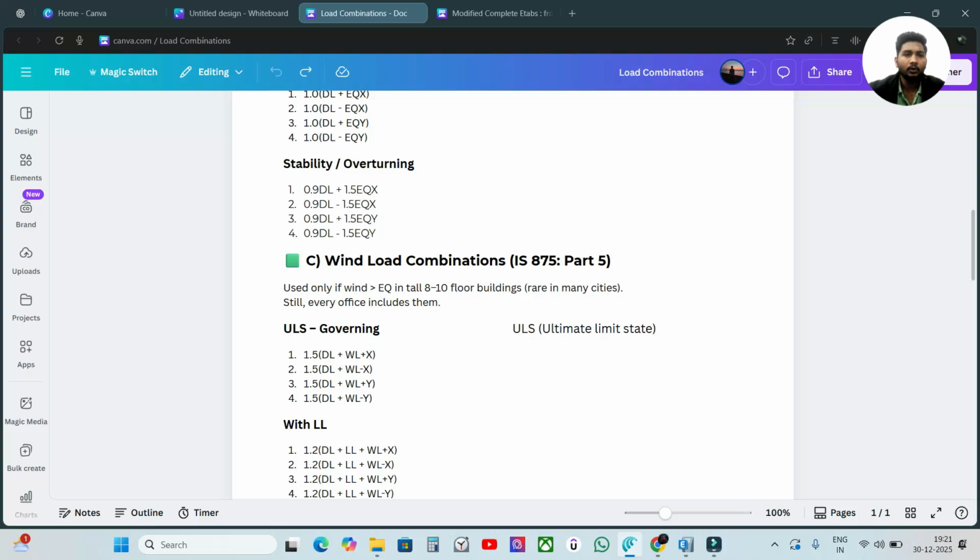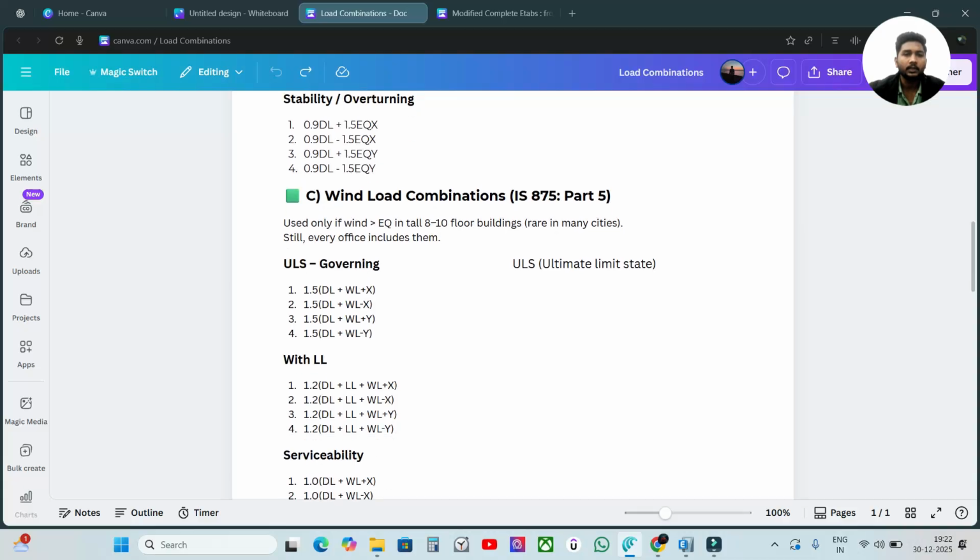Same for the stability overturning. We underestimate the dead load and take its value as lower. Normally we take the value as 1 dead load, but here we have taken the value as 0.9 dead load, and we have chosen here 1.5 earthquake X, and all this value for the stability and overturning.